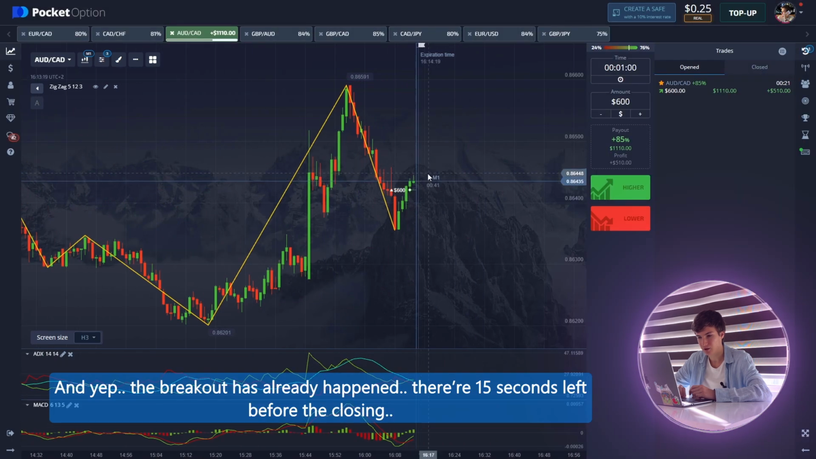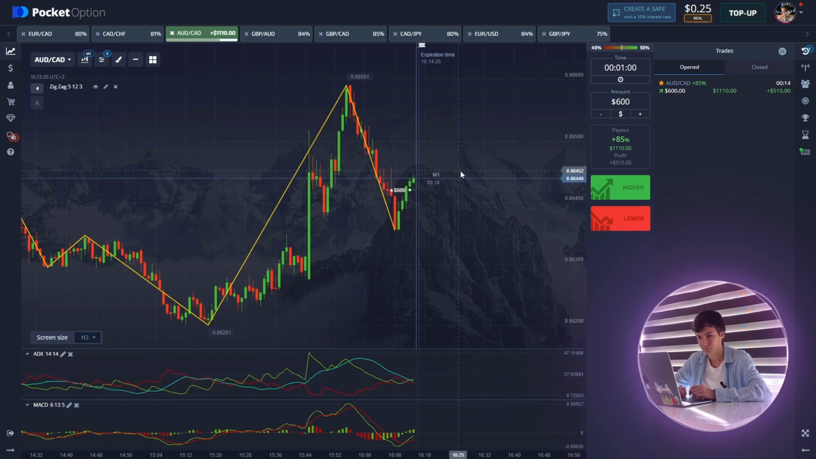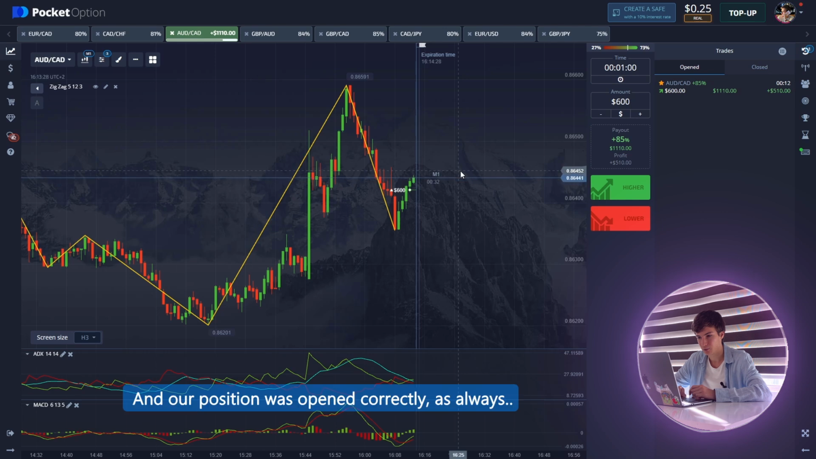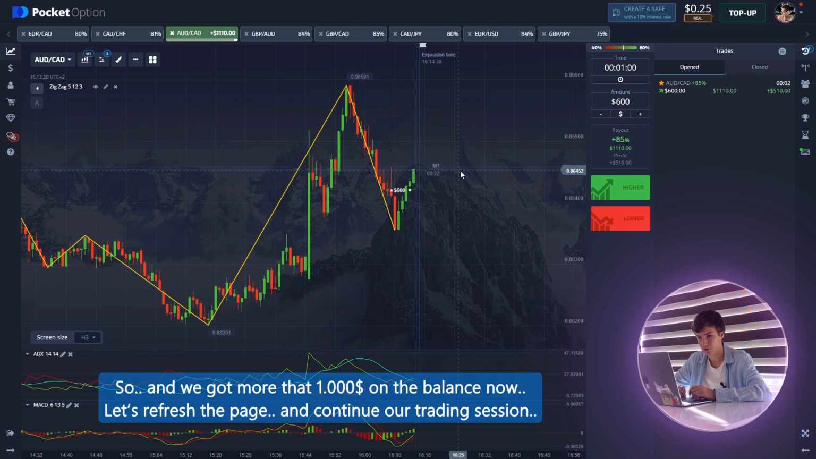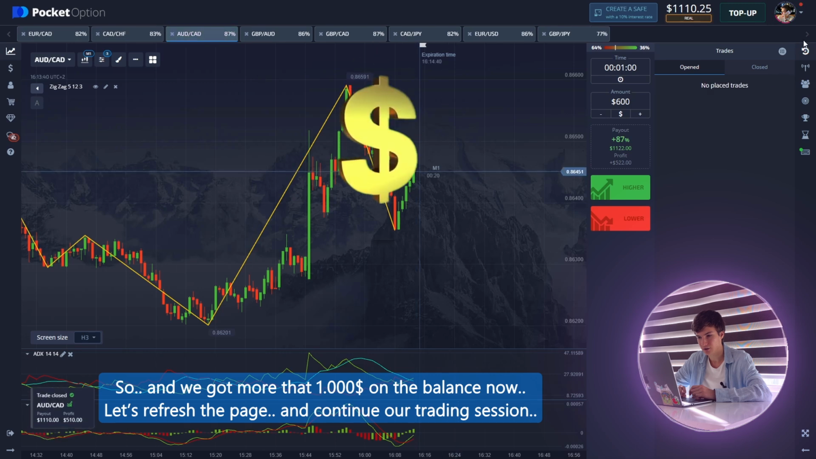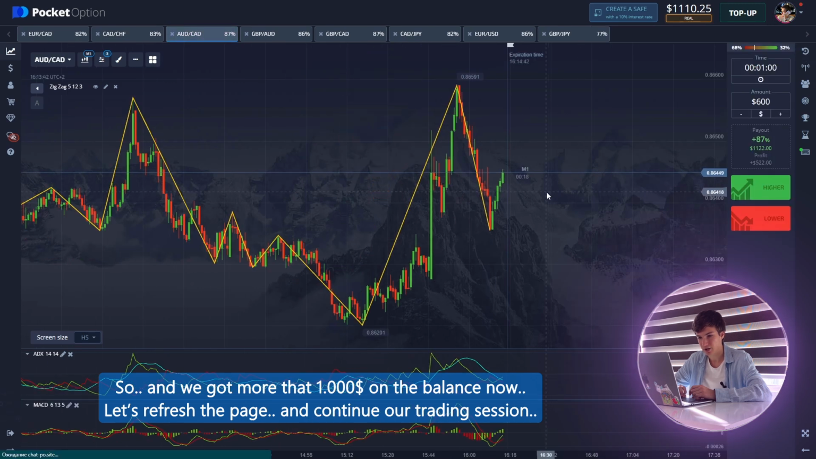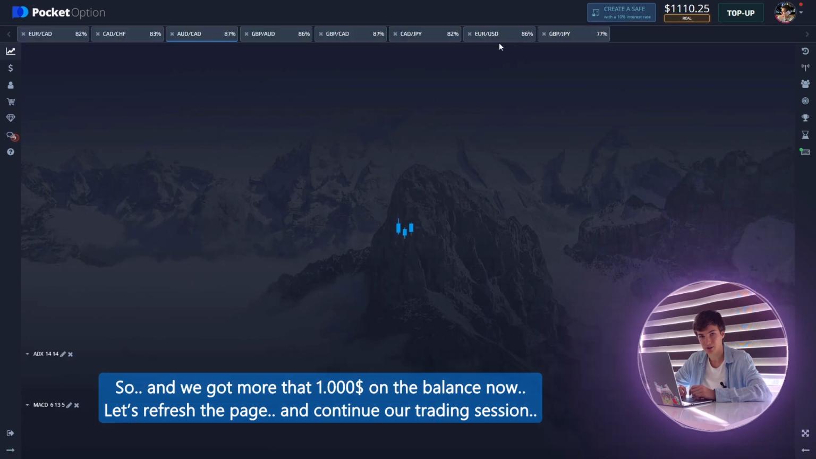And yep, the breakout has already happened. There are 15 seconds left before the closing, and our position was opened correctly as always. And we got more than $1,000 on the balance now. Let's refresh the page and continue our trading session.